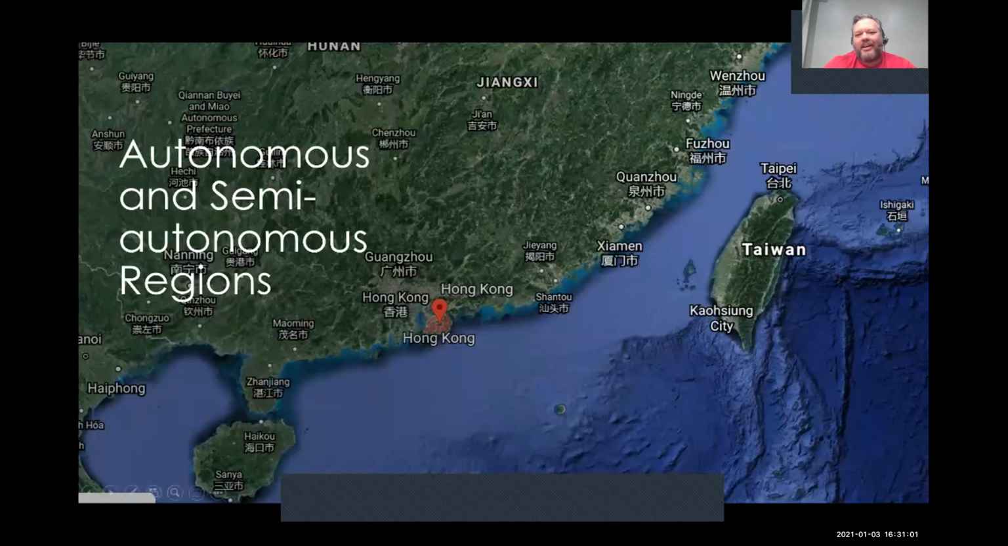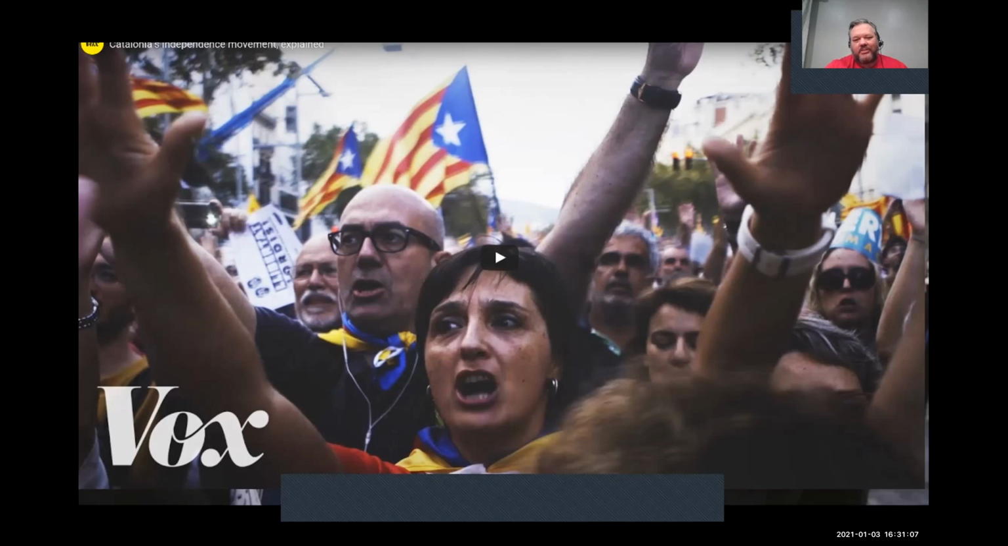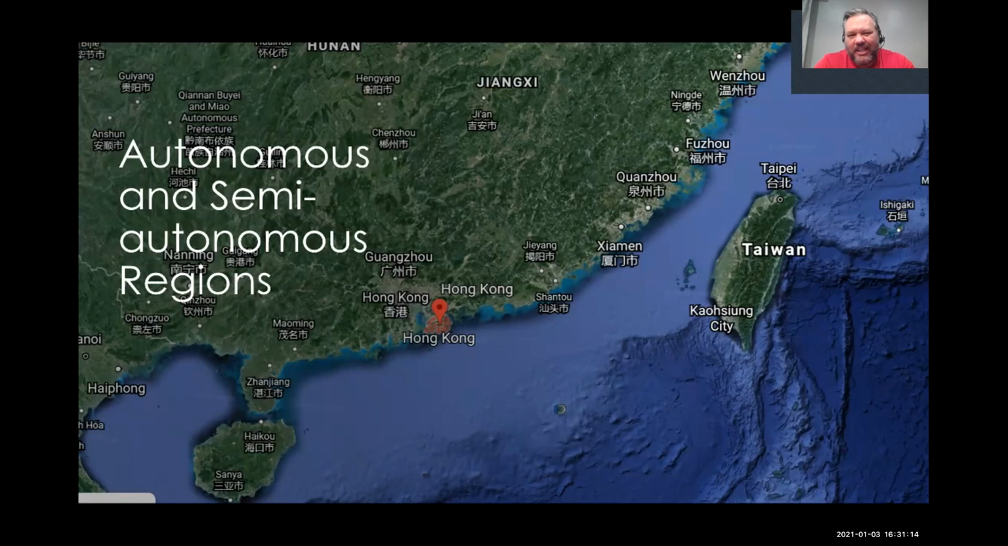All right. So that is, again, looking at what they call a stateless nation. So the people of Catalonia would say, hey, look, we're a nation without a state. And so they're trying to get that independence and become their own independent state. A lot of them are. Not all the people within Catalonia want to do that.